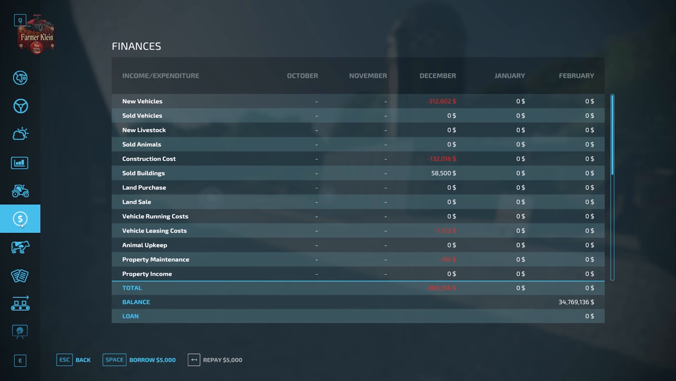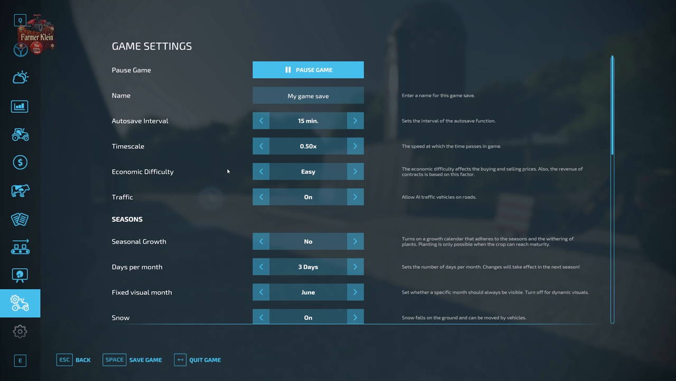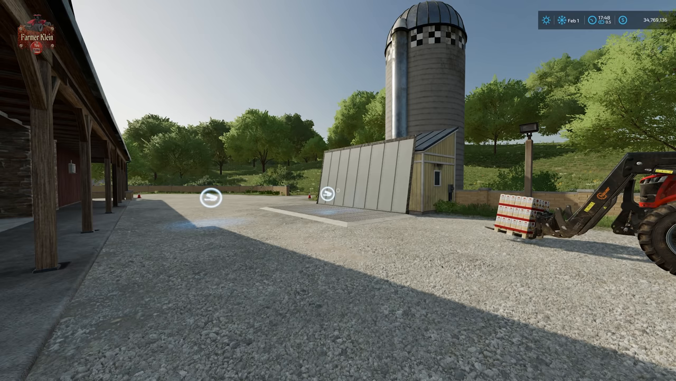Now, if we take a look at our finances screen, you're going to see that I've gone in and zeroed out today's column. I've done that to make it easy to see what has changed. So we are on easy economy. We're going to boot this save up into normal and hard economy also and run the exact same test.